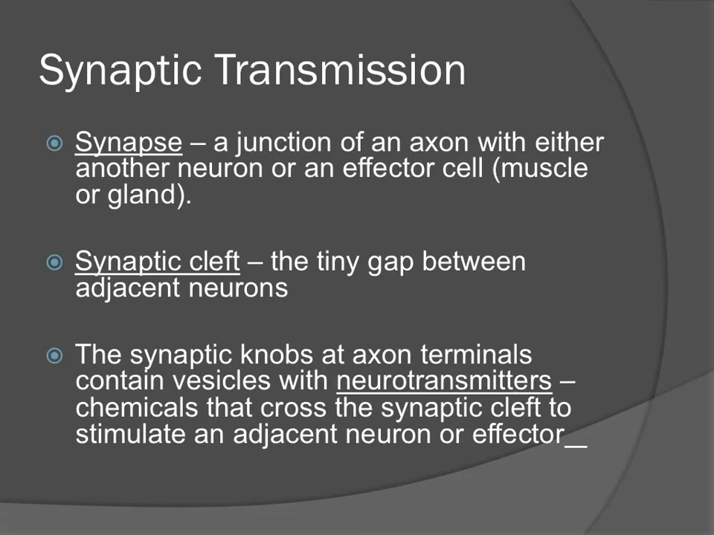The synaptic cleft is the tiny gap between adjacent neurons. This is the space between the neurons at a nerve synapse across which a nerve impulse is transmitted by a neurotransmitter. The synaptic knobs at axon terminals contain vesicles with neurotransmitters. And remember, we talked about neurotransmitters a little bit in the previous chapter, but these are chemicals that cross the synaptic cleft to stimulate an adjacent neuron or an effector.